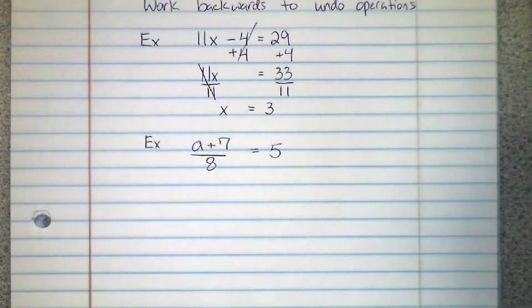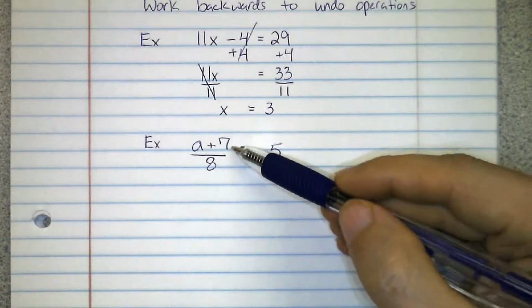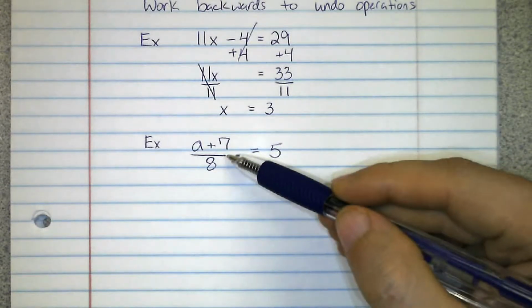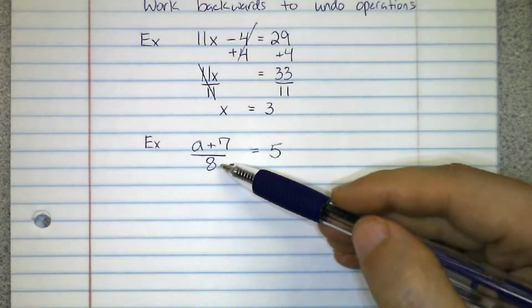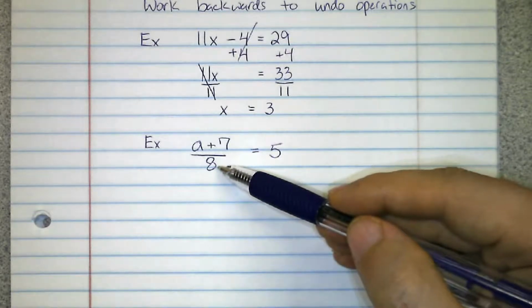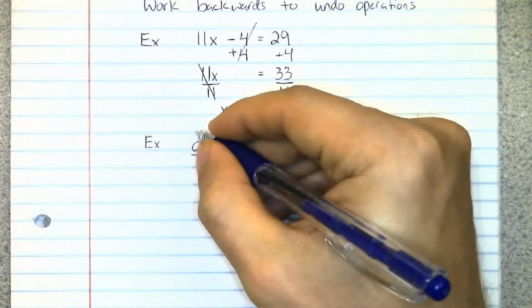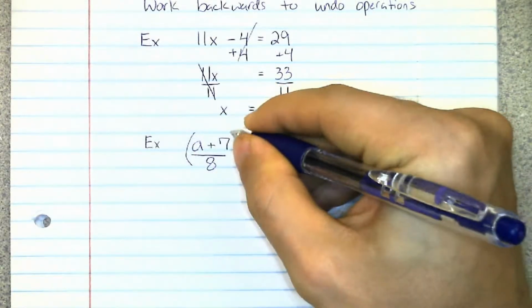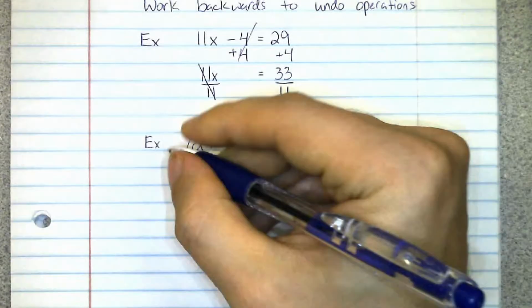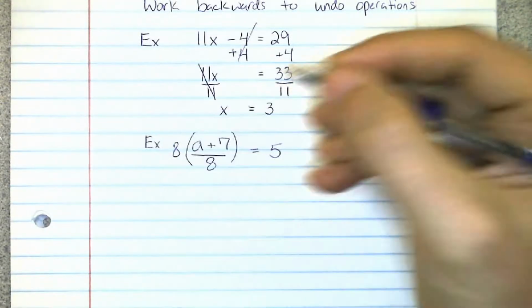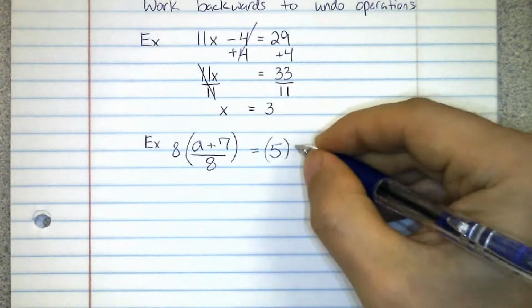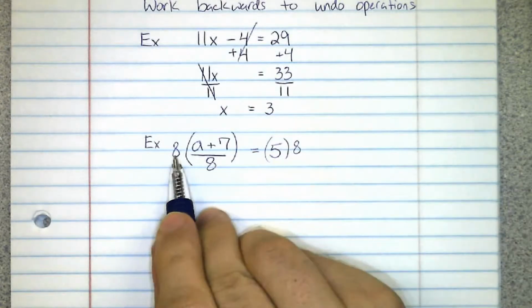Now, in this problem, the first thing we want to do, because you remember with fractions, we're going to take care of any division at the end. So, first thing we want to do is we want to take care of this 8. The opposite of dividing by 8 is multiplying by 8. So I am going to put this entire thing in a grouping symbol, parentheses, and I'm going to multiply by 8. And I'm going to do that on both sides.